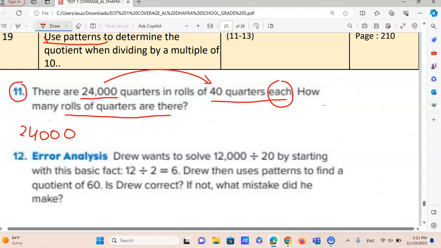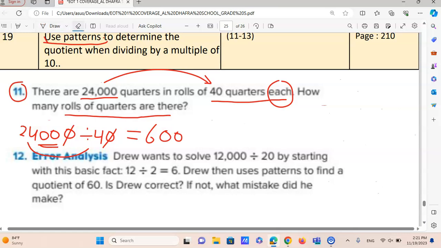So you can say 24,000 divided by 40. We start with crossing out the same number of zeros in both sides. Now I can use the basic fact. What is the basic fact? 24 divided by 4 equals 6. And I have two zeros here. I move them to the quotient. So the answer is 600.